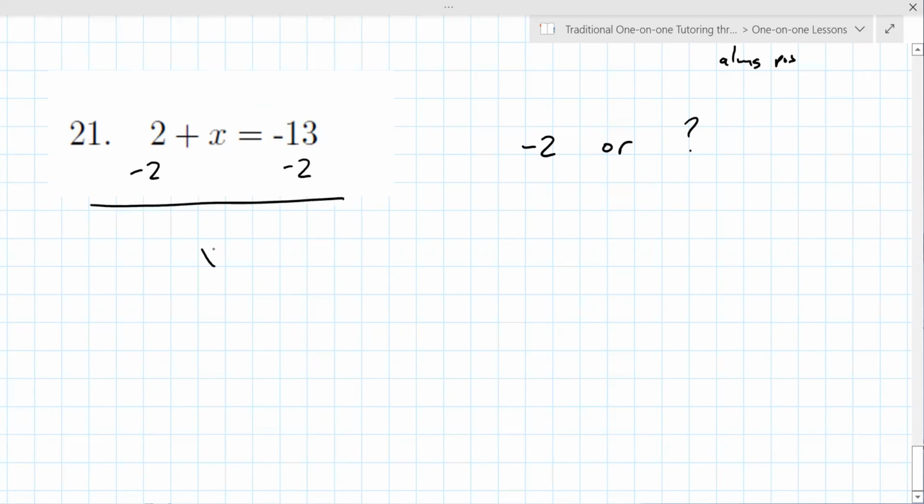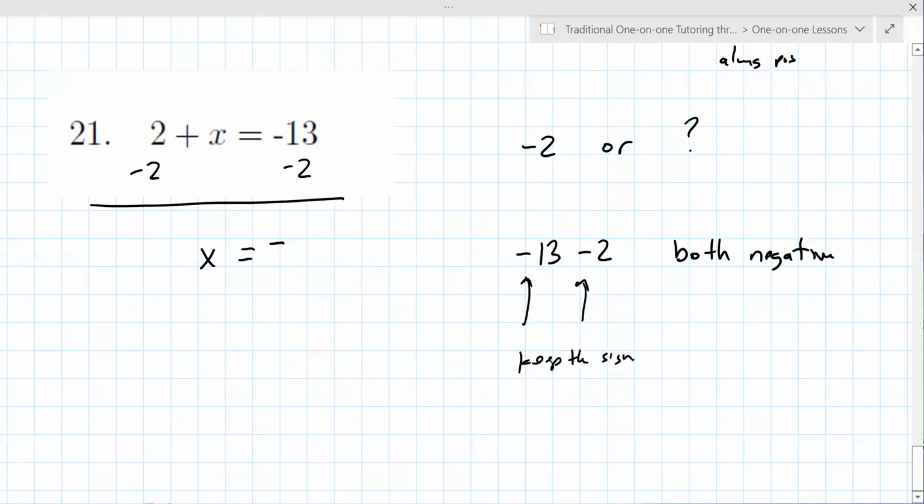So now over here off to the right, we're going to write what is written on the right side here, minus 13 minus 2. And do you see that they are both negative? So when they are both negative or both positive, you keep the sign, which is negative in this case, and then you add the numbers. Negative 15. Negative 15, good.